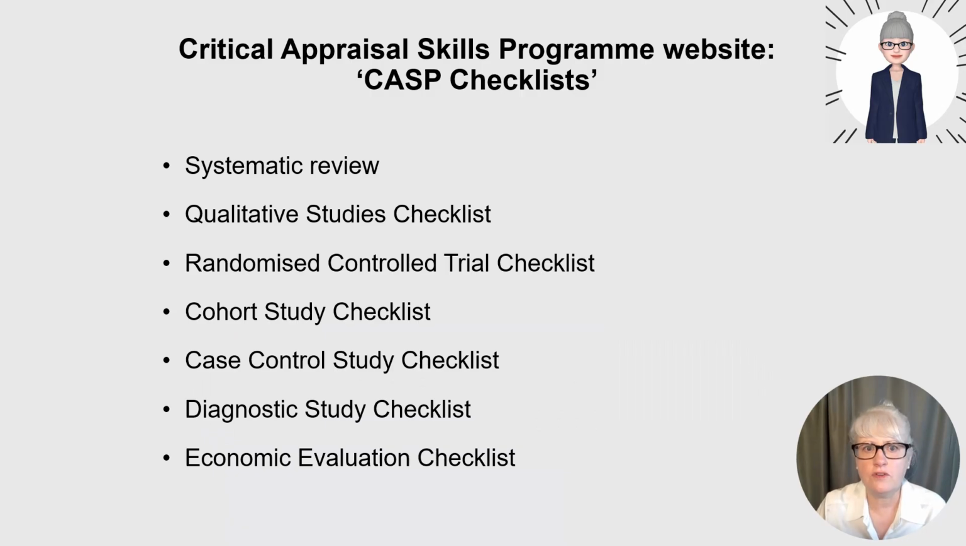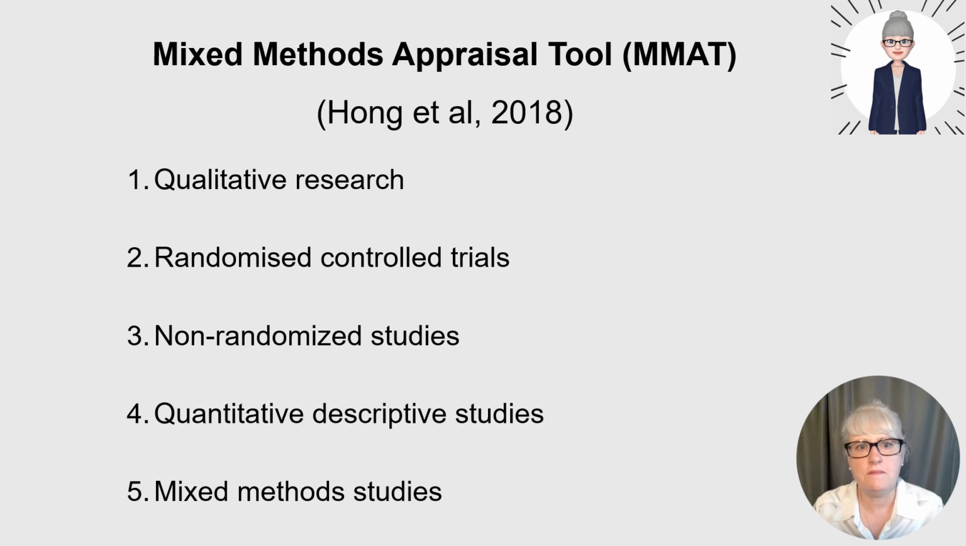It's helpful to go on the Critical Appraisal Skills Programme website. This website's world-renowned, and it hosts free checklists that include checklists for systematic reviews, qualitative studies, randomised controlled trials, cohort studies, case control studies, diagnostic studies and economic evaluation checklists. If you need a mixed methods appraisal tool, an example here is from Hong et al. 2018. There are other tools out there. I've used this one and found it quite helpful. The full references are at the end of this talk.